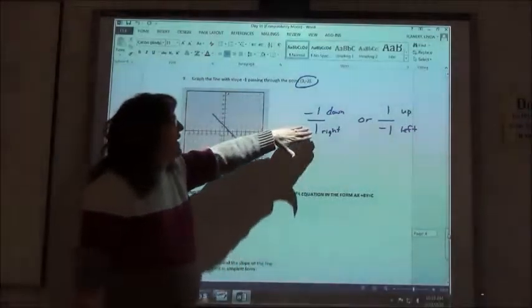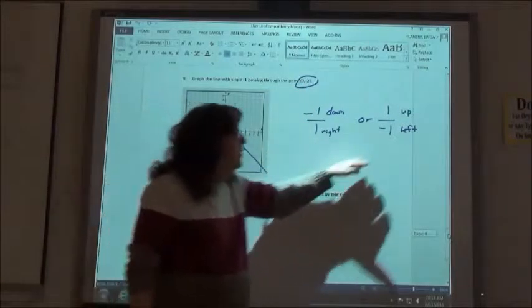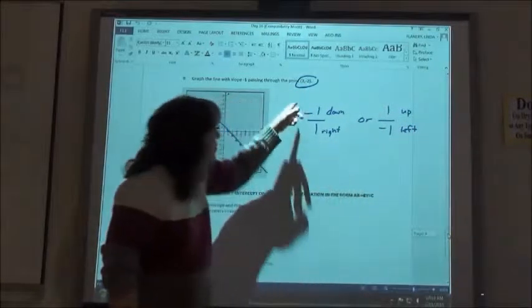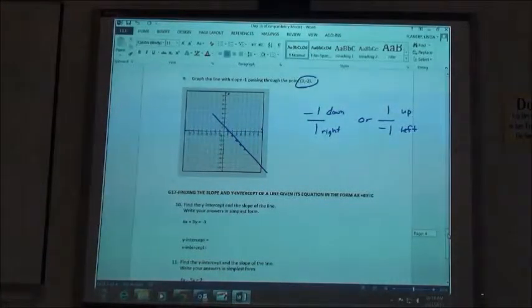So when your slope is negative, you can either put it as a negative over a positive or a positive over a negative, depending where your first starting point is. If it's way close to the edge, you might have to go in the opposite direction.